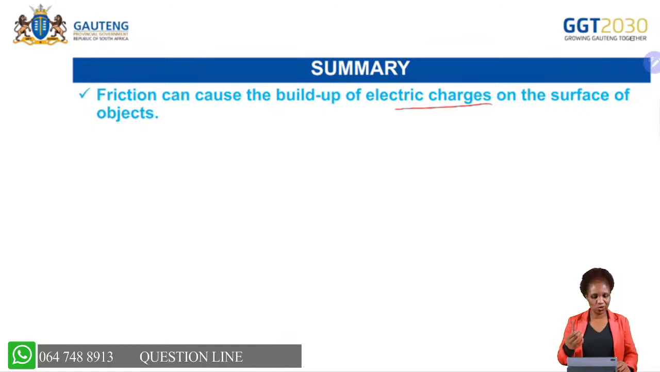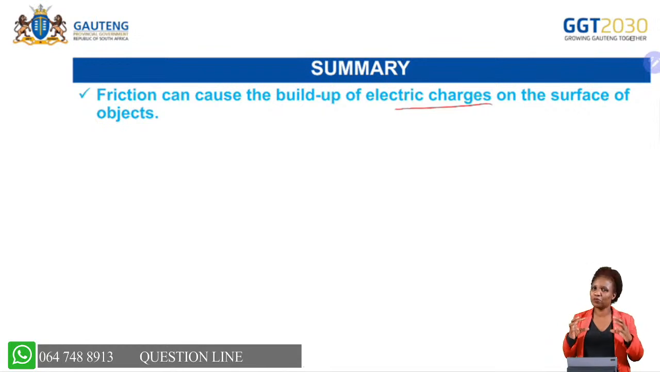The friction is causing the build-up of these electric charges on the surface of an object. And then the other example, if you take a plastic comb and you comb your hair, what's going to happen? The electrons are going to be transferred from your comb to your hair. And then your comb is going to be positively charged, and your hair, which has gained electrons, will be negatively charged. And if you bring the comb closer to your hair, what's going to happen? Your hair is going to stand up.